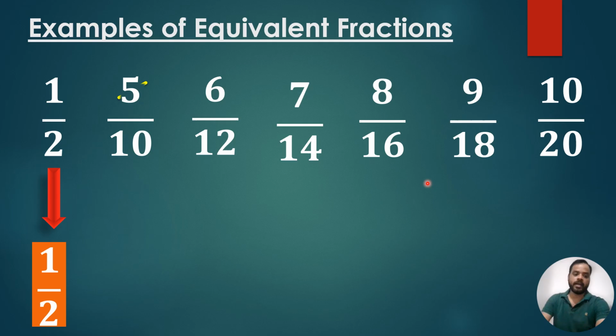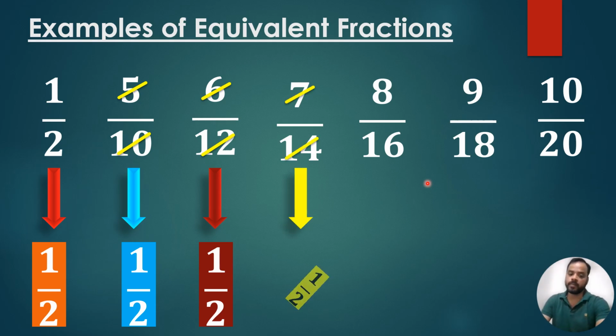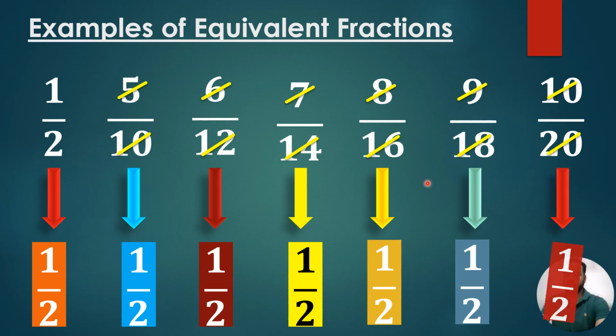So 1 by 2 is 1 by 2. When we cut 5 by 10, 5 ones are 5, 5 twos are 10, again we get 1 by 2. When we cut 6 by 12, 6 ones are 6, 6 twos are 12, we get again 1 by 2. 7 ones are 7, 7 twos are 14, we get 1 by 2. For 8 by 16, 8 ones are 8, 8 twos are 16, so we get 1 by 2. 9 ones are 9, 9 twos are 18, we get 1 by 2. 10 ones are 10, 10 twos are 20, we get 1 by 2.